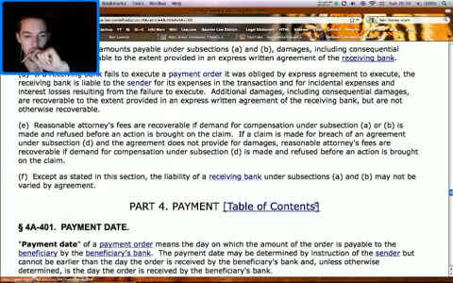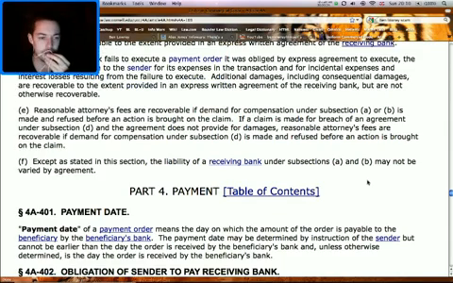E. Reasonable attorney's fees are recoverable if the demand for compensation under subsection A or B is made and refused before an action is brought on the claim. If a claim is made for breach of an agreement under subsection D and the agreement does not provide for damages, reasonable attorney's fees are recoverable if demand for compensation under subsection D is made and refused before an action is brought on the claim.